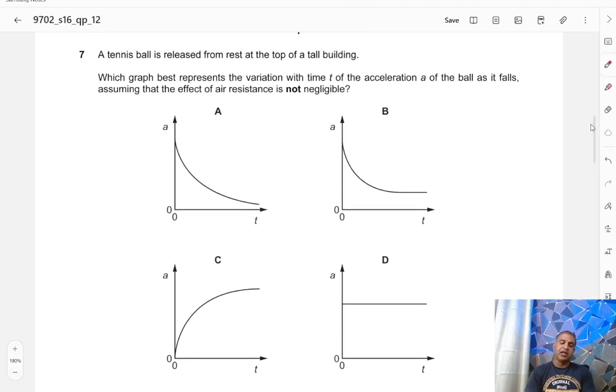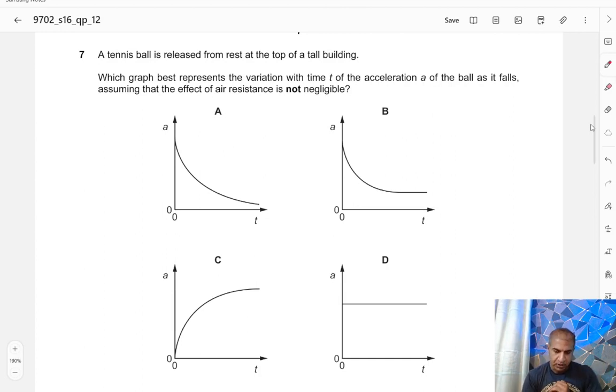Tennis ball is released from rest at the top of the tall building. Which graph best represents the variation with time t of the acceleration a of the ball as it falls, assuming that the effect of air resistance is not negligible? That is important. If we happen to have air resistance, during its fall it might hit terminal velocity before crashing to the floor, right?